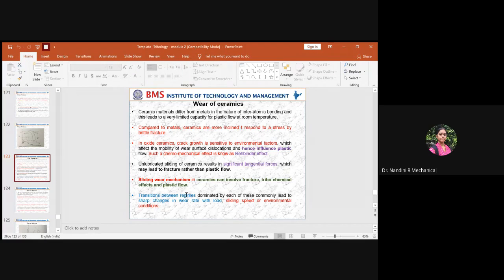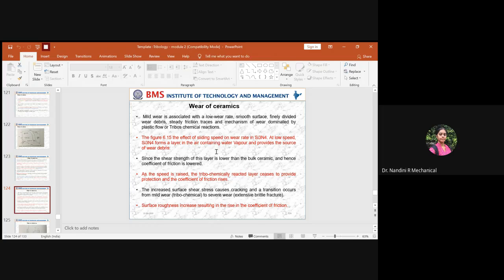And this transition region is mainly dominated by these parameters: the wear rate associated with the load applied, and the sliding speed associated with the environmental condition. So one should play very safely with respect to the sliding speed and the load, so that the amount of wear creeping into the ceramic mechanical components will be reduced and will be within the safe zone. So these are the parameters one has to think about if you are designing mechanical components made up of ceramics.